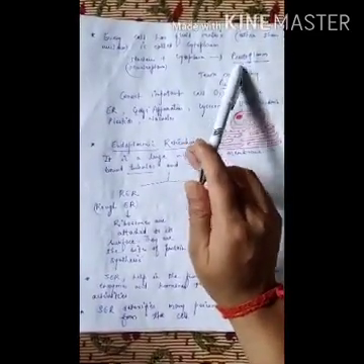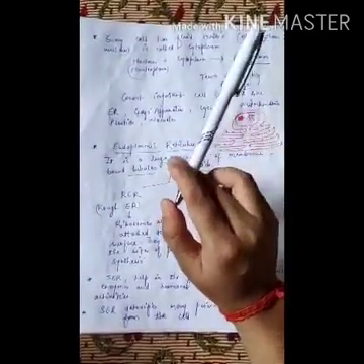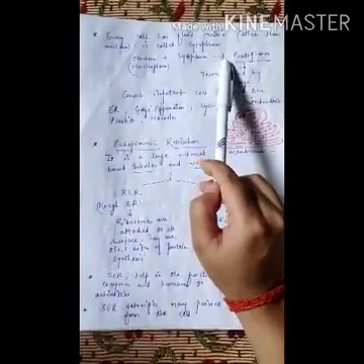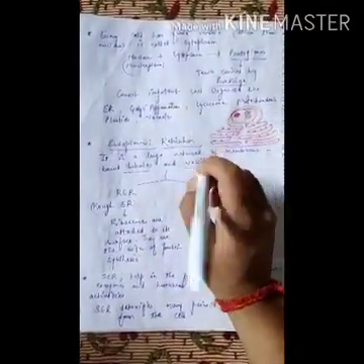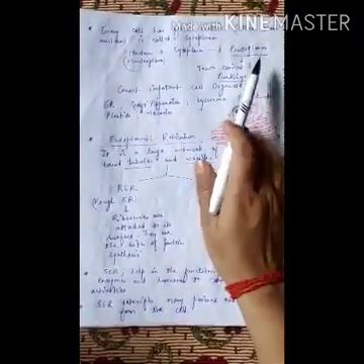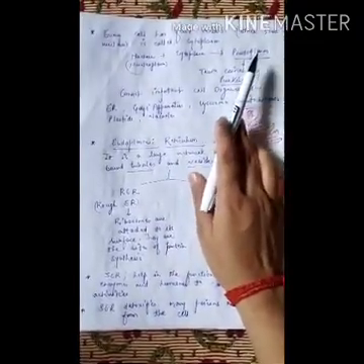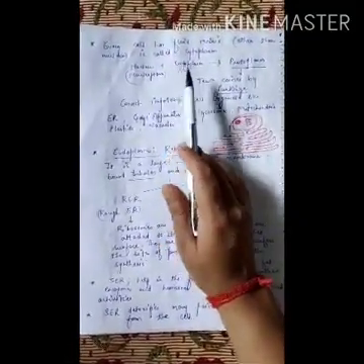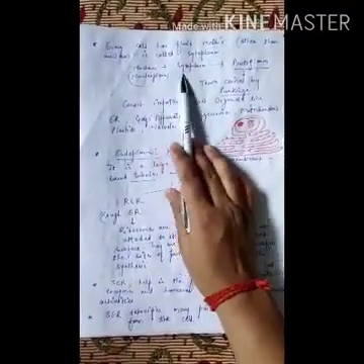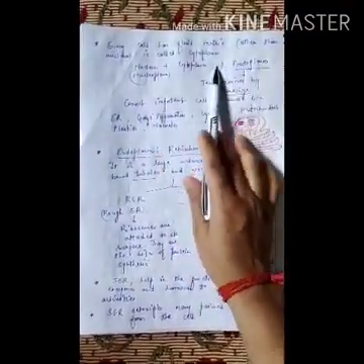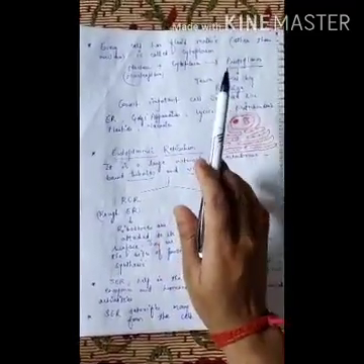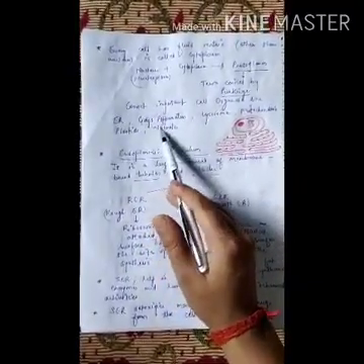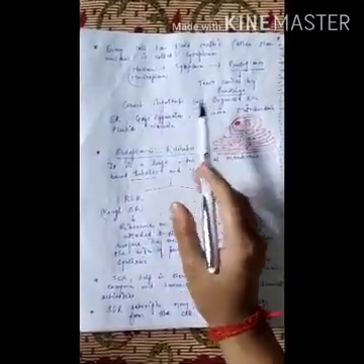Protoplasm is a term coined by Purkinje. Purkinje was a scientist who coined this term protoplasm. So protoplasm is the combination of cytoplasm and nucleoplasm. Both fluids constitute the protoplasm. And this cytoplasm consists of many important cell organelles like endoplasmic reticulum, Golgi apparatus, lysosomes, mitochondria, plastids, vacuoles, etc.